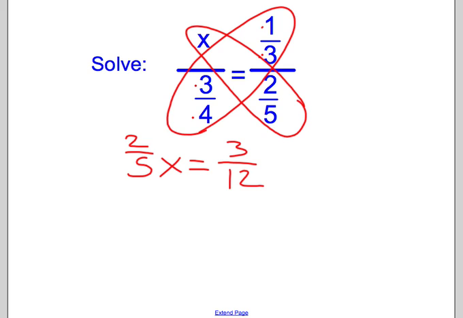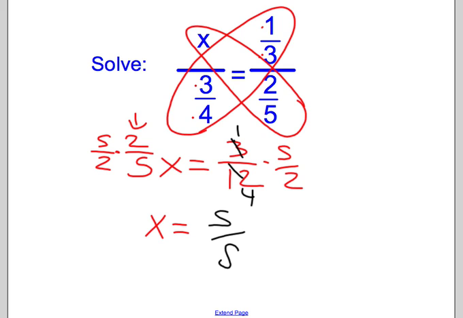And then we multiply by the reciprocal of the coefficient. That's the fraction with the variable. So we want the reciprocal of 2/5, which is 5 over 2. So x equals, we do have some stuff that will reduce. It's not diagonal from each other, but the 3 and the 12 will reduce to 1 and 4. So we could do that first. Now we multiply across, we get 5/8. This should be pretty simple if you're at all comfortable with fractions and multiplying by the reciprocal.